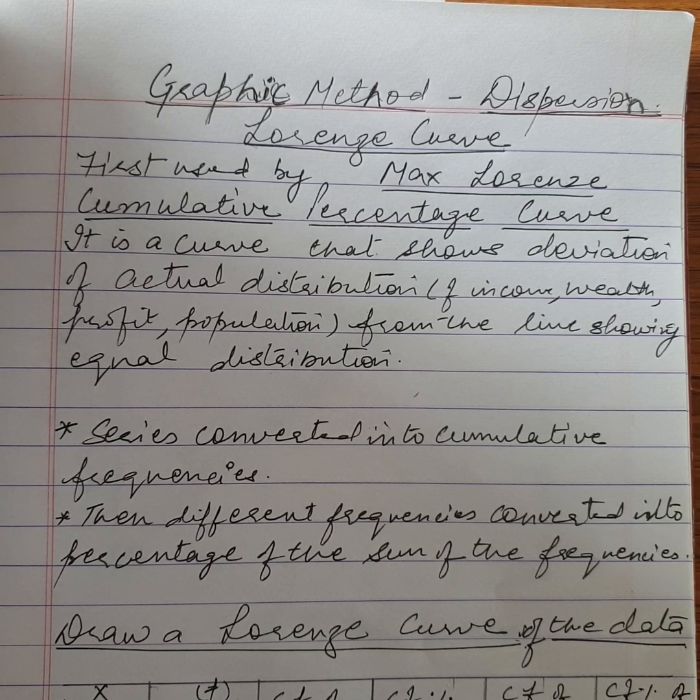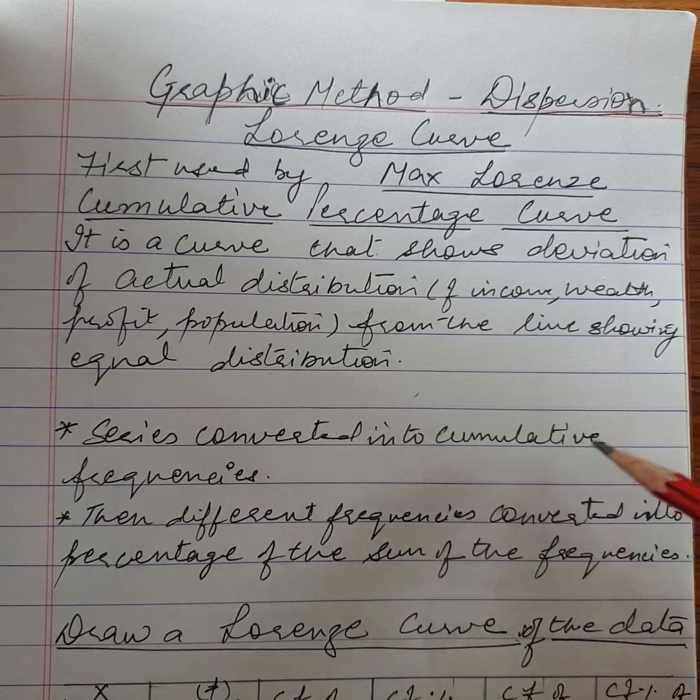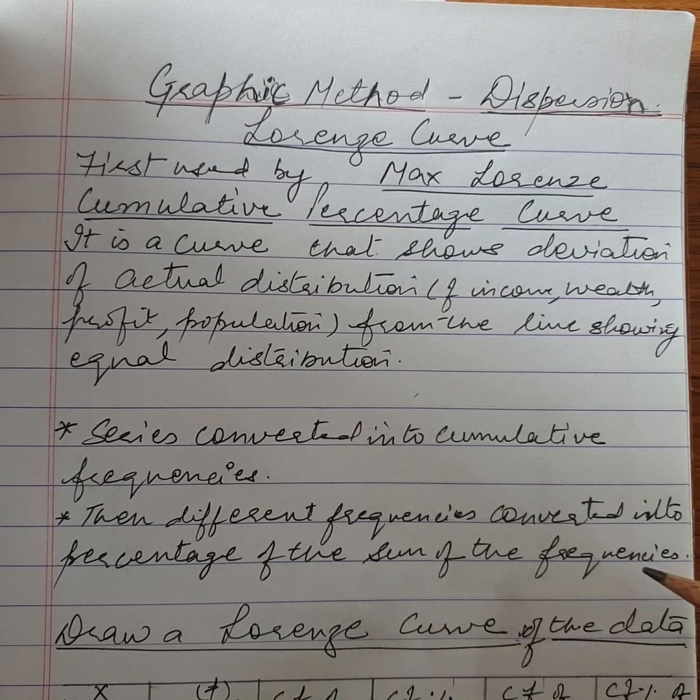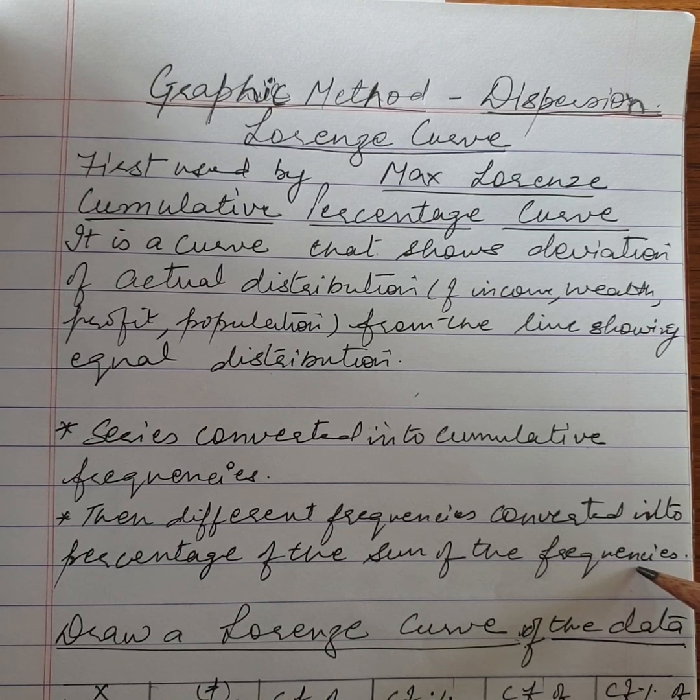It is also known as the cumulative percentage curve or CF curve. This curve shows deviation of the actual distribution of income, that can be income, wealth, profit, population, from the line showing equal distribution. In this method, we first convert the series into cumulative frequencies, and then these frequencies are converted into percentages, and that percentage is plotted on a graph and then we measure the variability.